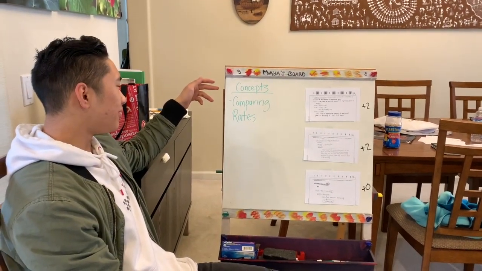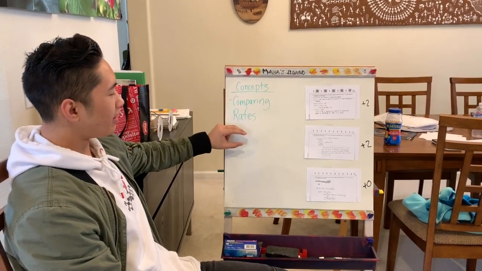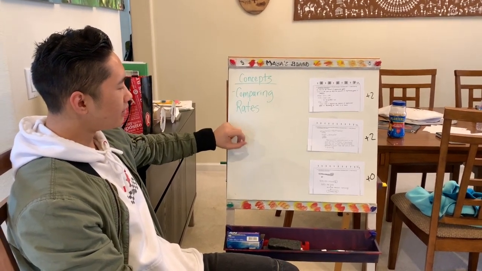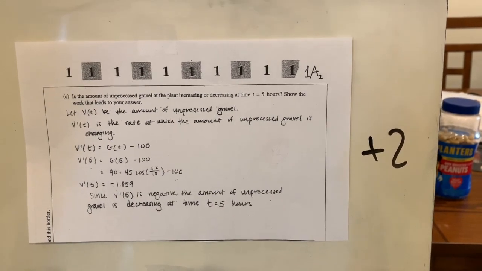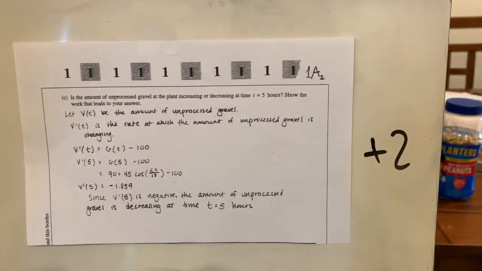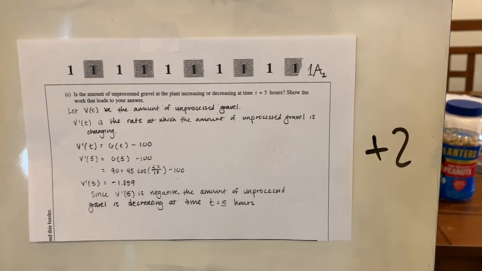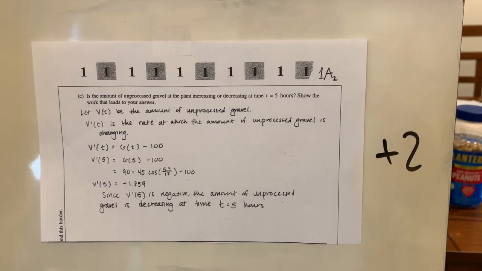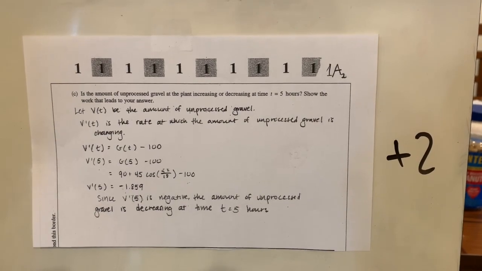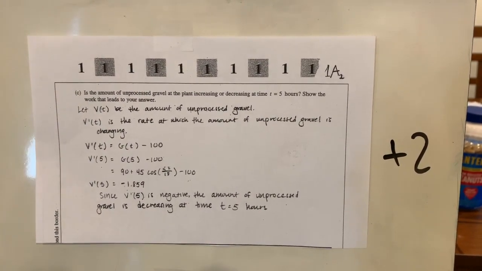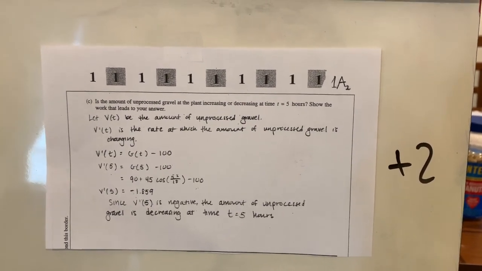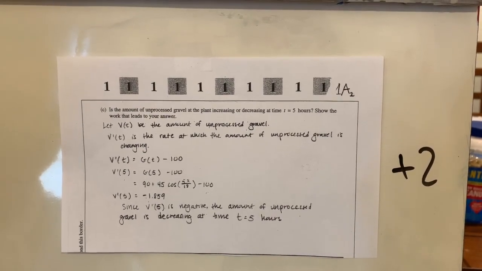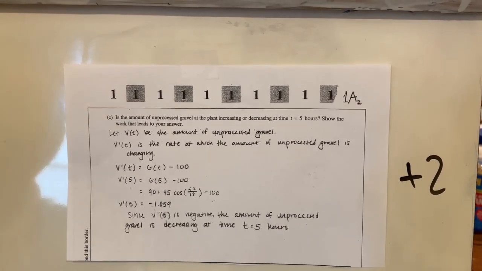The key concept for part C would be comparing rates. It's necessary to know that the rate that gravel is being processed is greater than the rate that gravel is arriving. The first student created an equation, V prime of t equals G of t minus 100, 100 being the rate at which the gravel is being processed, and G of t being the rate at which the gravel is arriving. And they plugged in the 5 to represent the rate at 5 hours. So they ended up getting negative 1.859, which shows that the amount of unprocessed gravel would be decreasing at 5 hours.